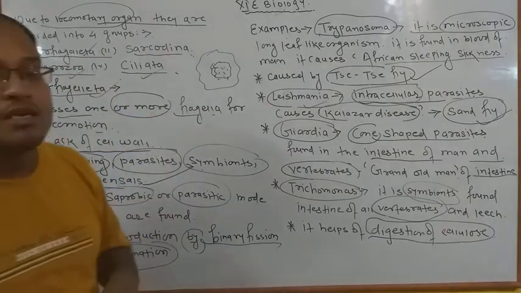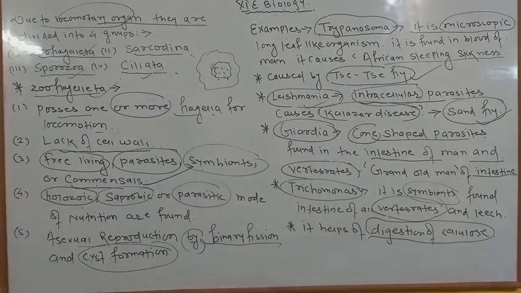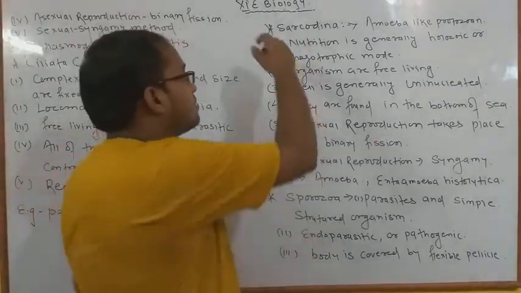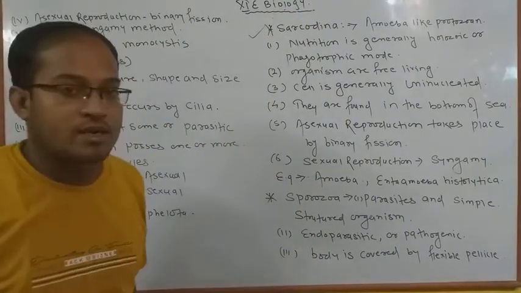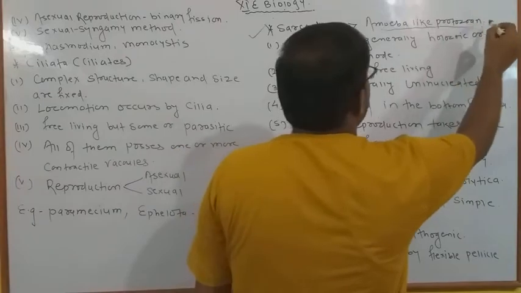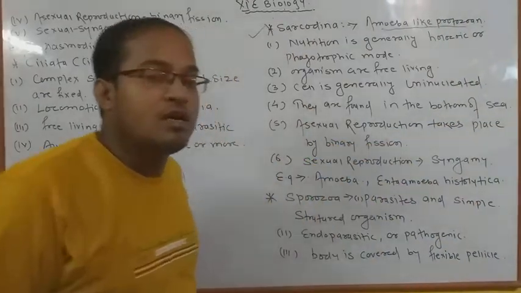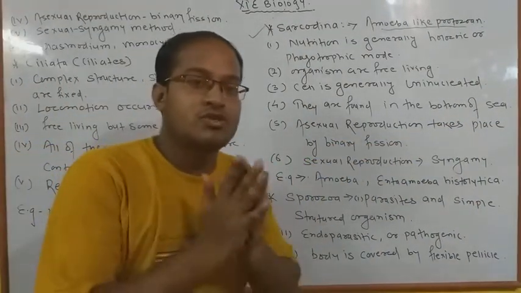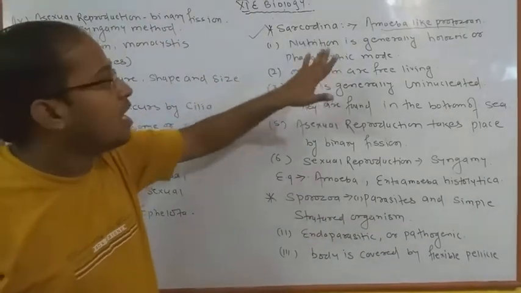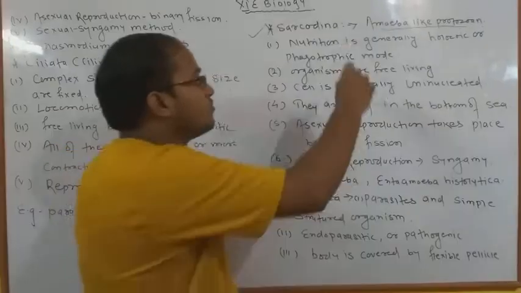Next we have to discuss Sarcodina and Sporozoa, and after that Ciliata. So now next we have to discuss the characteristic features of Sarcodina. Okay, now Sarcodina is also called amoeba-like protozoans, because their structures are comparatively similar to amoeba.